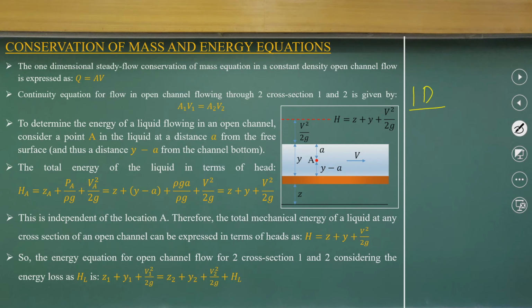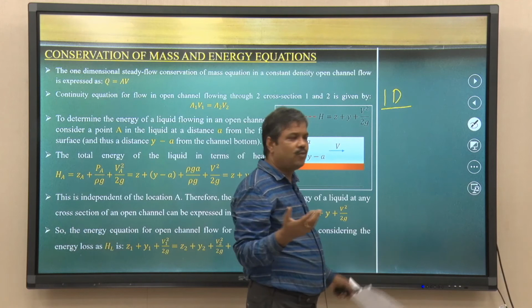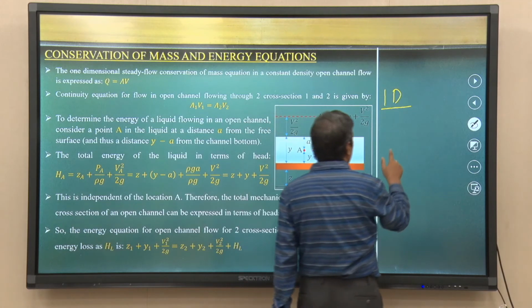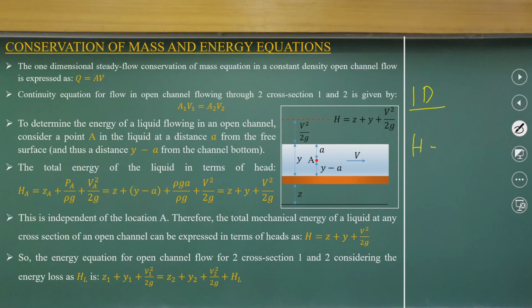which is the Bernoulli's equation, which says the total head is equal to V square by 2g, the velocity head, plus the depth, which is your pressure head, plus the elevation head. The pressure head we write as p by rho g, that is the reason we get the pressure head component. So, this is the total energy.